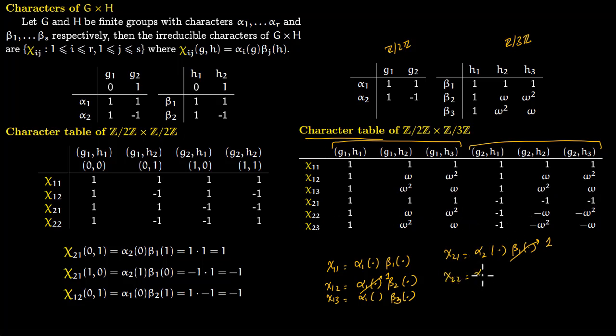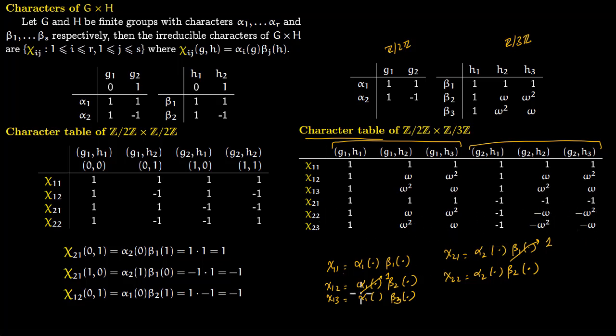Again you can do chi 2 2. This will depend upon the alpha 2 element and then beta 2. So alpha 2 again takes values 1 and minus 1, and on G1 it is 1, so beta 2 will just come like this, 1, omega, omega square, and then for G2 it is minus 1, so G2 is sitting right here, so you get minus, and you multiply with beta 2, you get minus 1, minus omega, minus omega square, and the third line.